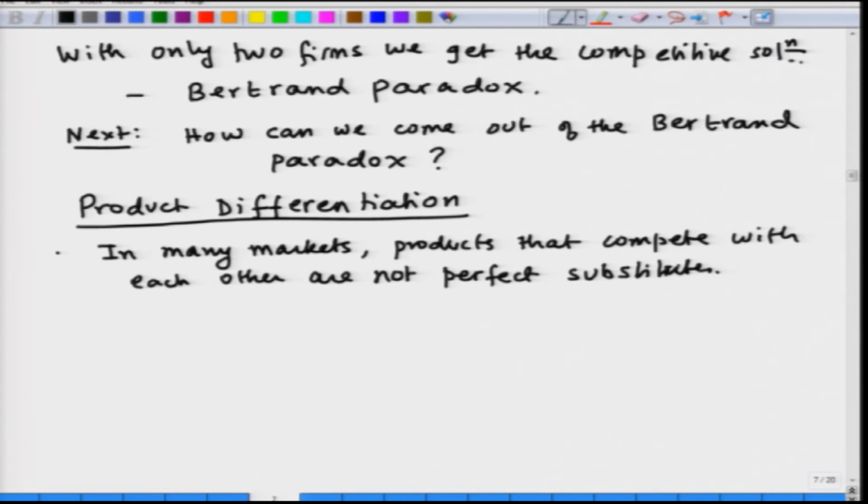There are many such examples when we look at the real world. For example, in the automobile segment, if I look at economy sized cars, there are multiple cars, let us say a Wagon R or an i20 or a Honda vehicle. All of them have certain attributes which are not identical to what the other vehicle has. If I look at laptops, I have HP, Lenovo, Sony, which have similar specifications but are not identical products. Which is why in many markets, products that compete with each other are not perfect substitutes.